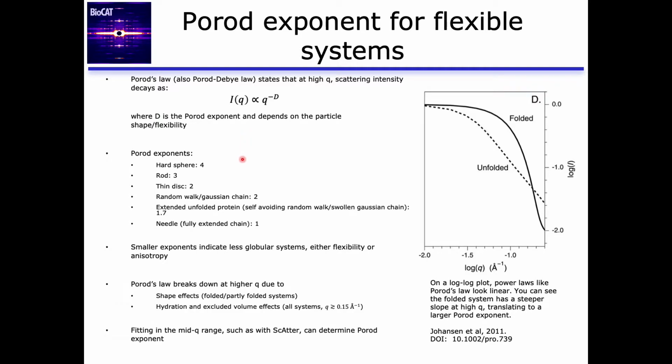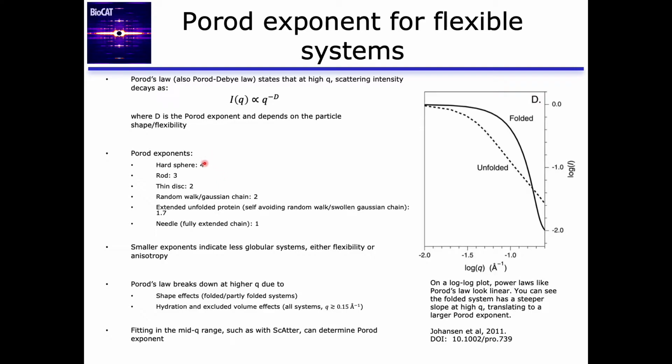There are some cases where we can actually analytically calculate the Porod exponent for particular model systems. These known Porod exponents: hard spheres are 4, rods are 3, thin disks are 2. Random walks, as modeled by a Gaussian chain, are 2. This is kind of representative of natively disordered proteins. Extended unfolded proteins, as modeled by self-avoiding random walks or swollen Gaussian chains, are about 1.7. And then needles, so very thin rods, or fully extended chains, are 1.